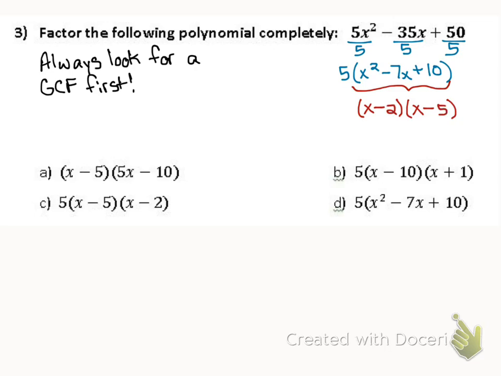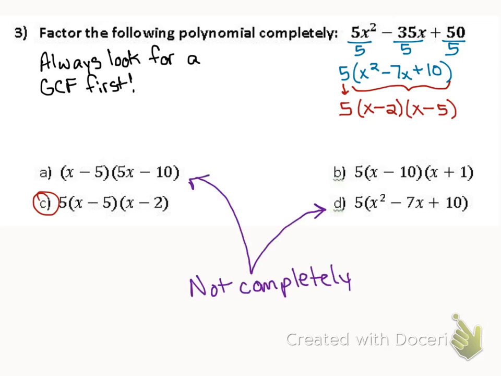Also, we can't forget to bring down the 5 that we factored out to begin with, and so the correct final answer is letter C. Letter A and letter D were common wrong choices. They are equivalent to the original polynomial, but they're not completely factored.